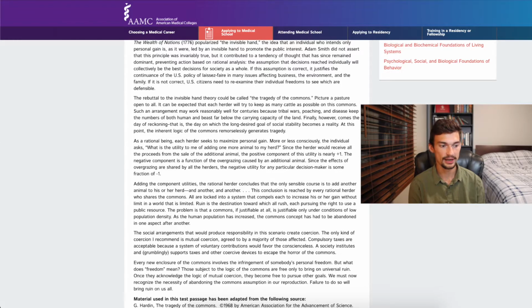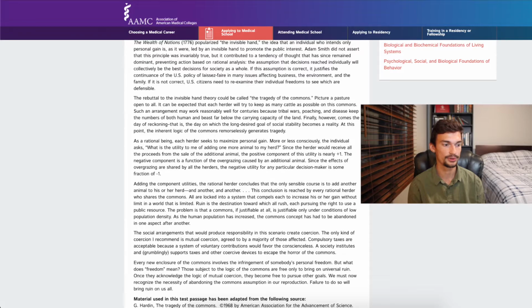The problem is that a commons, if justifiable at all, is justifiable only under conditions of low population density. As the human population has increased, the commons concept has had to be abandoned in one aspect after another. So that last sentence tells us that the author feels that this invisible hand concept can only be justifiable under conditions of low population density, and that in the current state of humanity, we have to abandon that concept. The social arrangements that would produce responsibility in this scenario create coercion. Coercion in that case seems like it has a negative connotation.